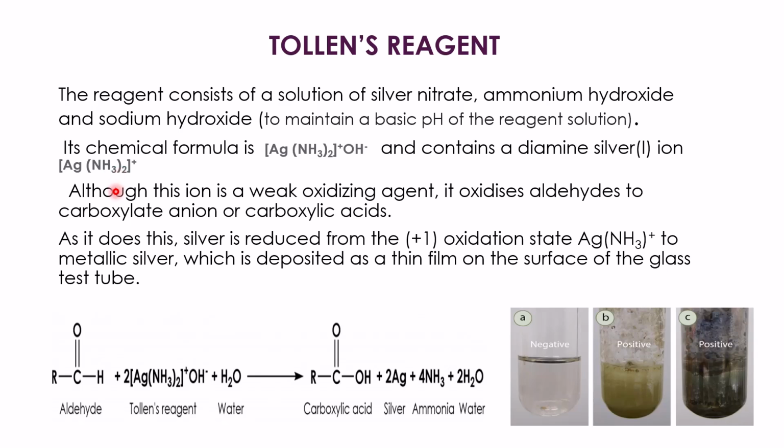And what you have to note is that although this ion is a weak oxidizing agent, it oxidizes aldehydes to carboxylate anion or carboxylic acid. And as it does this, silver is reduced from the +1 oxidation state to metallic silver, which is deposited as a thin film on the surface of the glass test tube. And as explained earlier, test tube B and C indicate a positive test for the Tollens' reagent. And this is a reaction explaining the principle behind the Tollens' test.